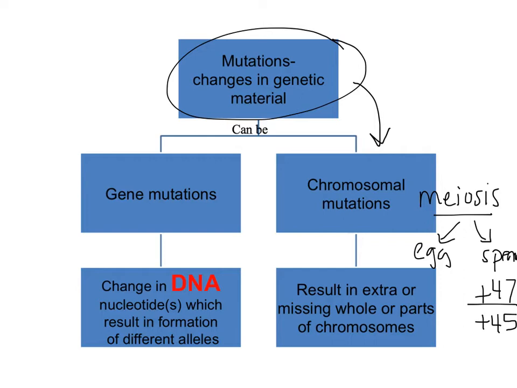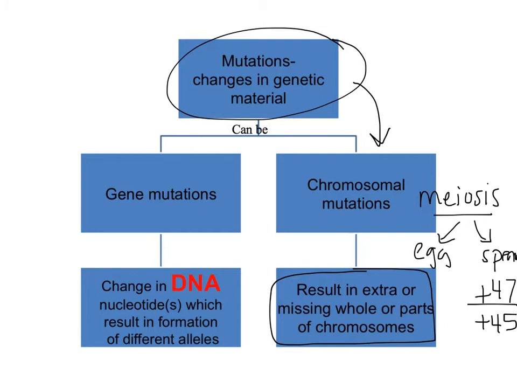So with chromosomal mutations, that results in extra or missing whole or parts of chromosomes. So the result are disorders like trisomy 21, so Down syndrome. It could be Turner syndrome, or those other chromosomal disorders that we talked about.